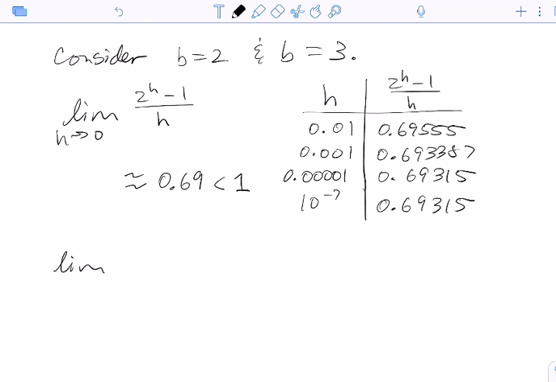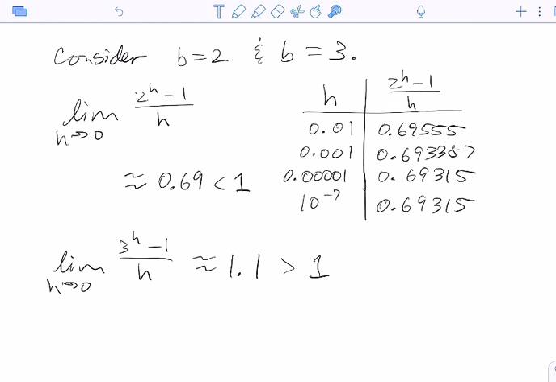Now the limit as h approaches 0 of 3 to the h minus 1 over h, same process. I will cut to the chase so you can verify using a calculator. We get that this is approximately 1.1. And again, what I want to point out here is that it is greater than 1. So when the base is 2, I have a limit that is somewhere less than 1.